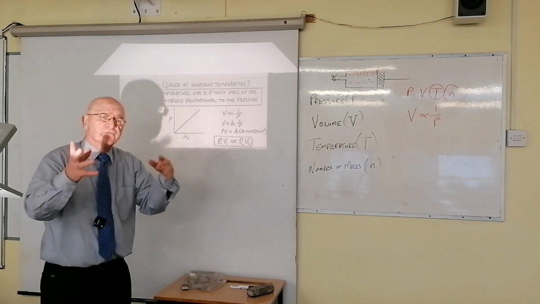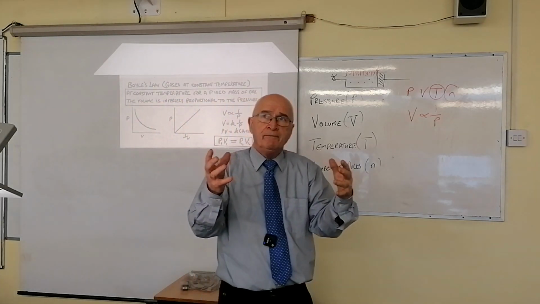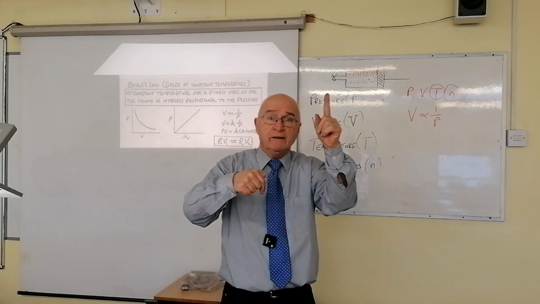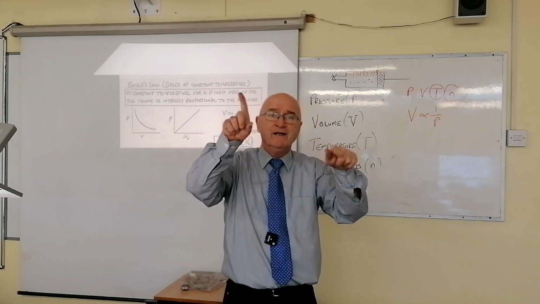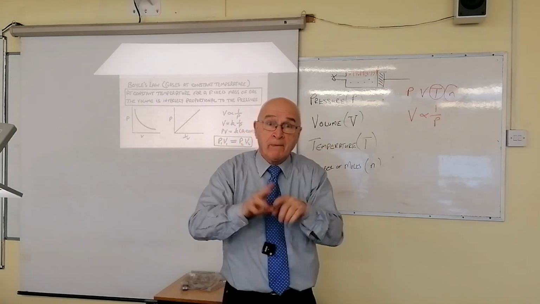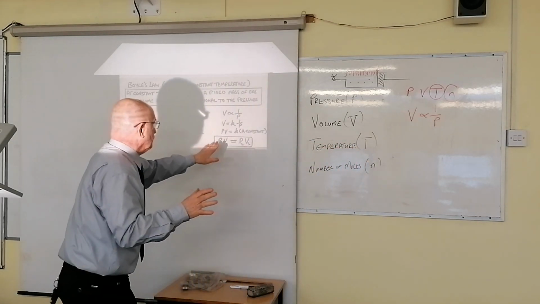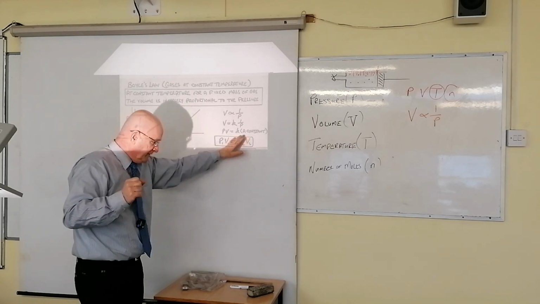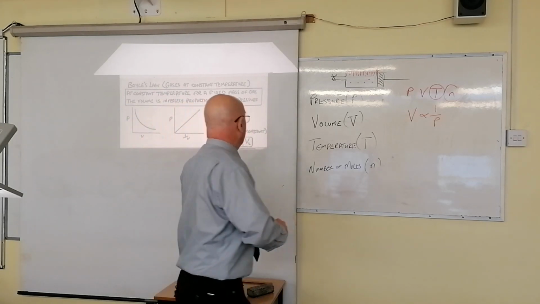PV is a constant for every gas, meaning if the pressure gets bigger, the volume gets smaller, so the product would always be the same. If that got smaller, this gets bigger, so the product is always the same. Have you got that idea? That's exactly what you want. So PV is a constant for a gas at constant temperature. PV is a constant. And so we use Boyle's formula here.